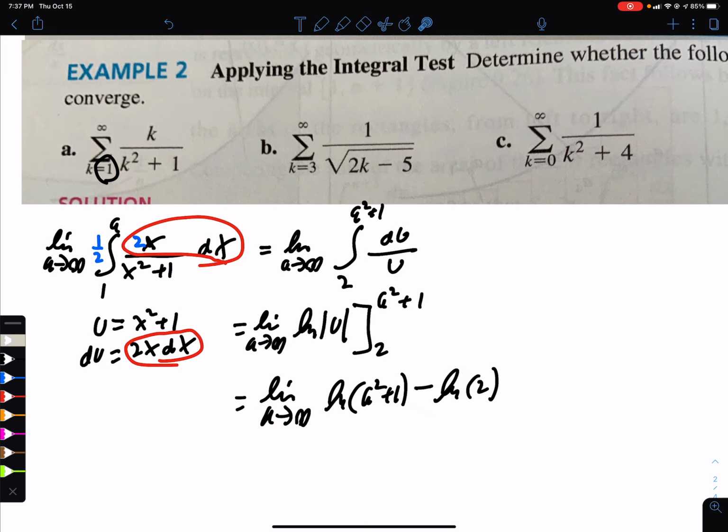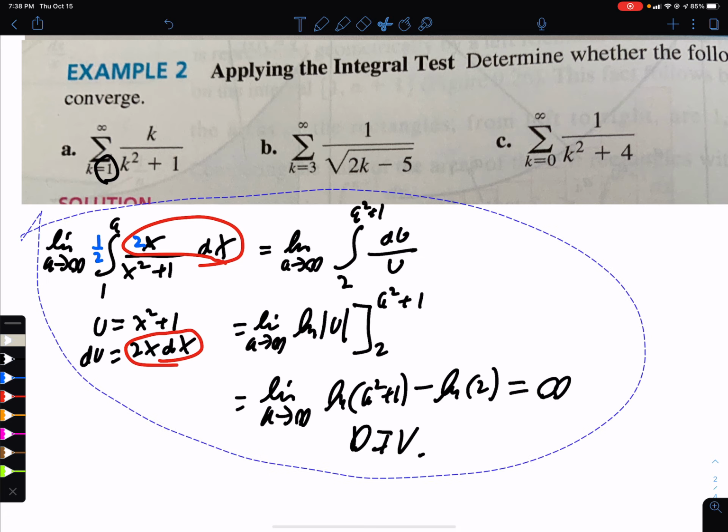Now at this point, ln of infinity is infinity. This is a constant, so we can say this equals infinity. Therefore, this integral diverges. But the integral test says, since this integral diverges, therefore this series diverges. So that's part A. Let's continue going. That's the first example. Let me make sure my answer's right. It looks like I got the same answer as they did, so I'm happy.